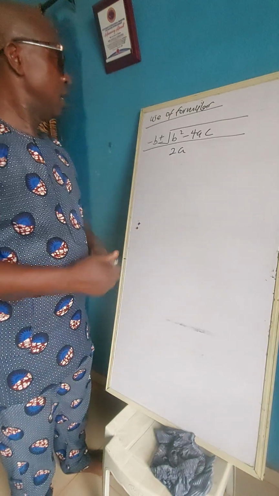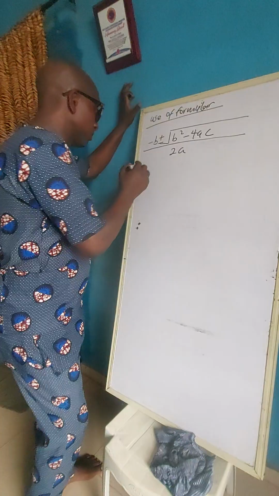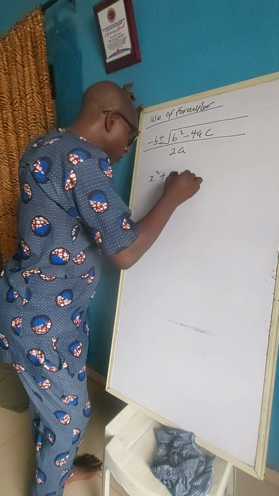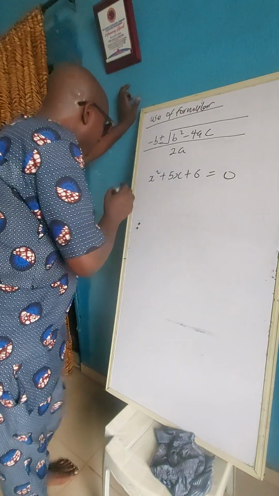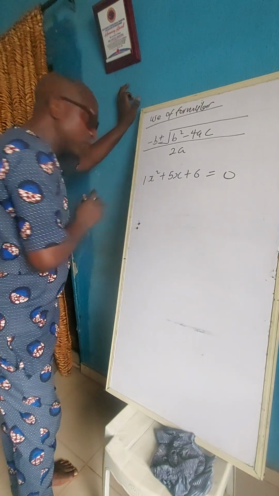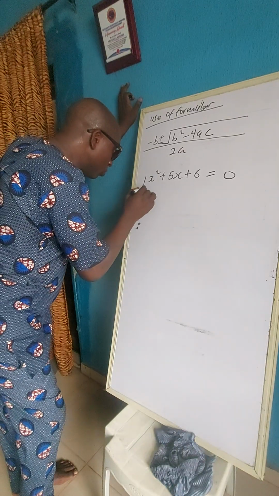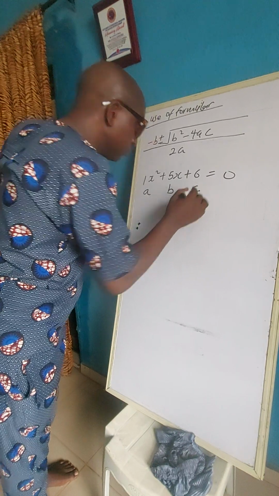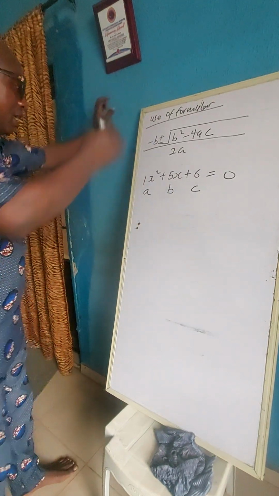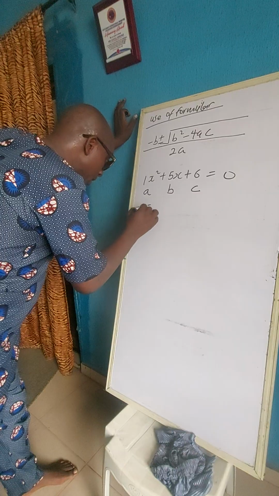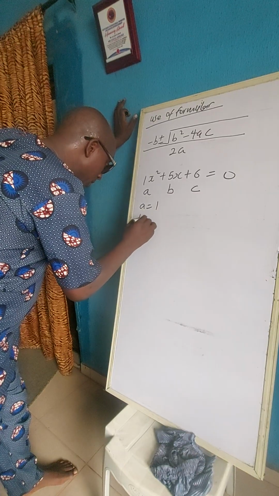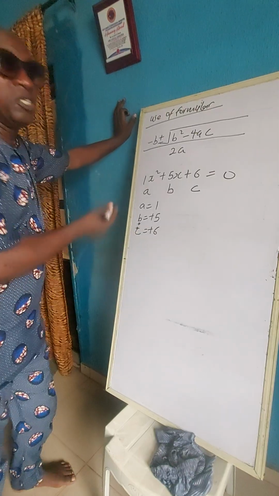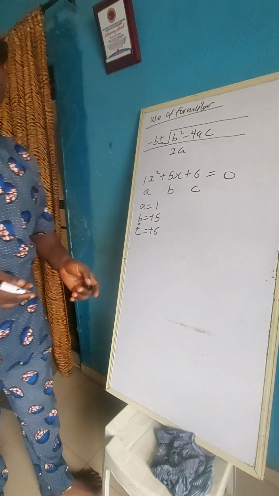You will get it. The last question that we solved, let's use it: x squared plus 5x plus 6 equal to 0. Let's identify. The coefficient here should be 1 because it is invisible. That means this one will be A, this one will be B, this one will be C. Then you can just slot it into the formula. It means my A equal to 1, my B equal to plus 5, and my C equal to plus 6.